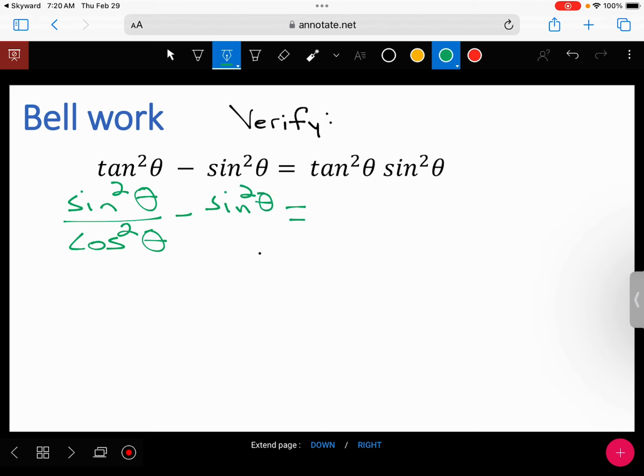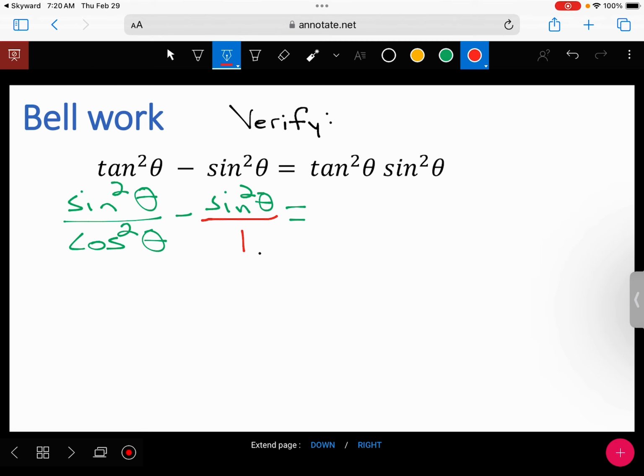So now we have a fraction minus not a fraction. Whenever we see that, I would always just think to myself, okay, let's make it a fraction minus a fraction, because I know how to add or subtract those. So you can just set sine squared theta equal to sine squared theta over 1. From there, I know how to add and subtract fractions, and the way I do that is I need a common denominator.